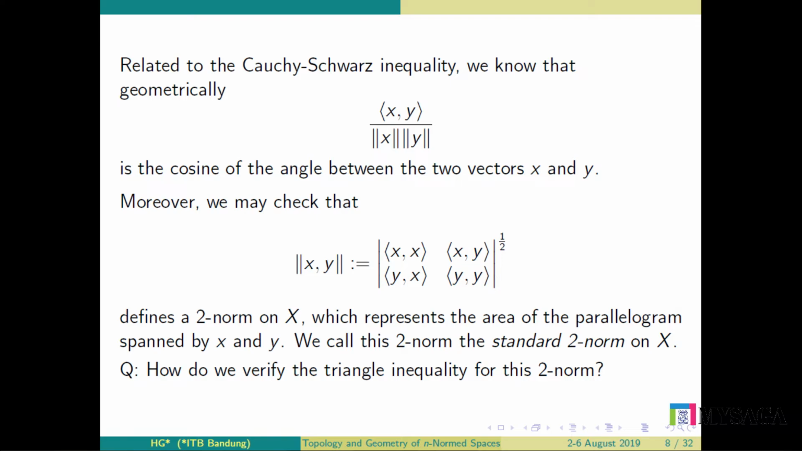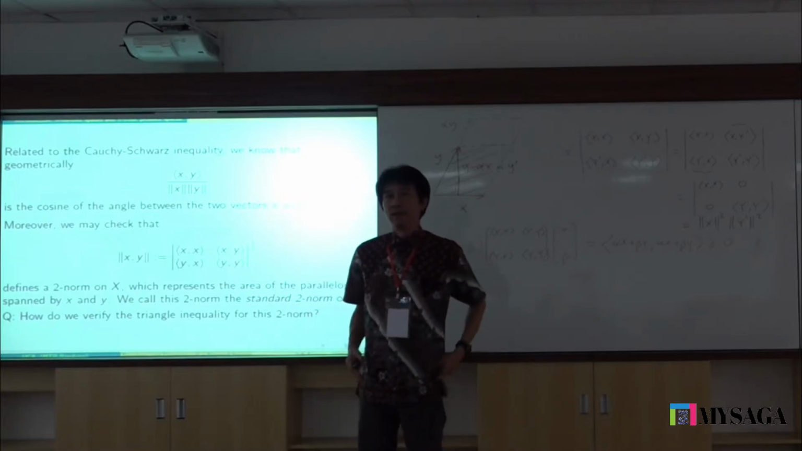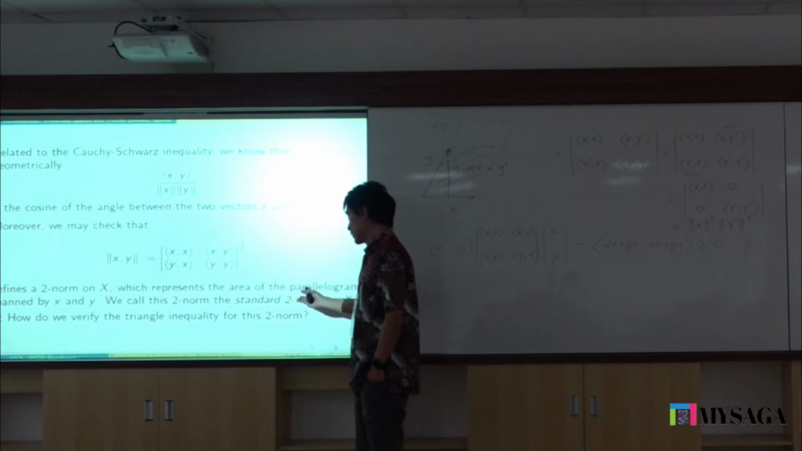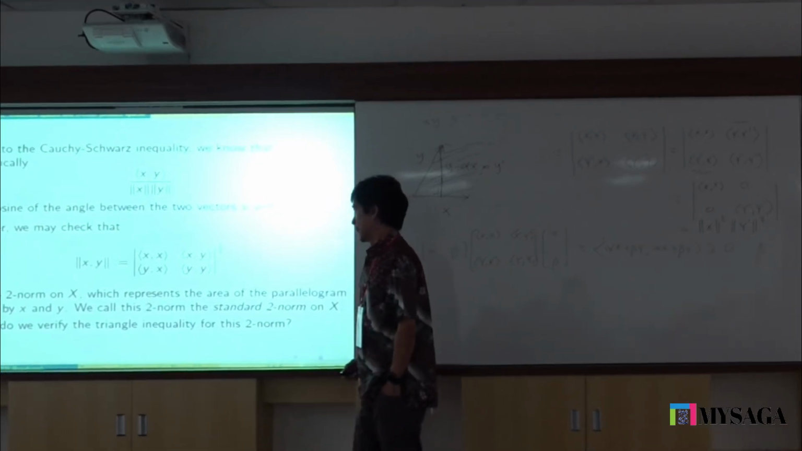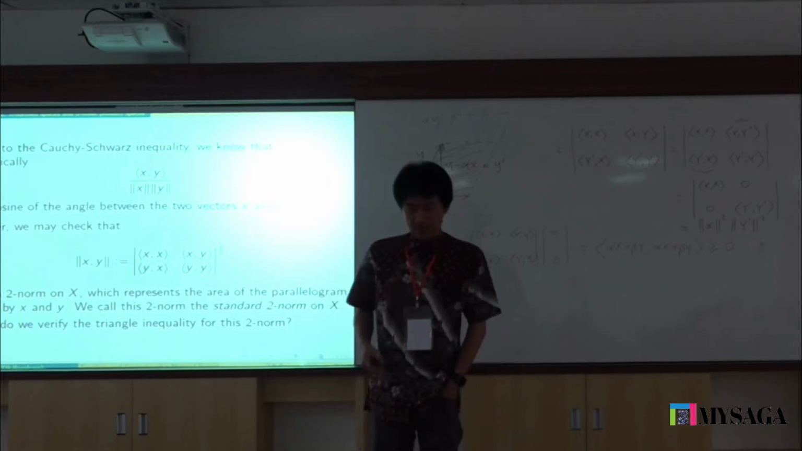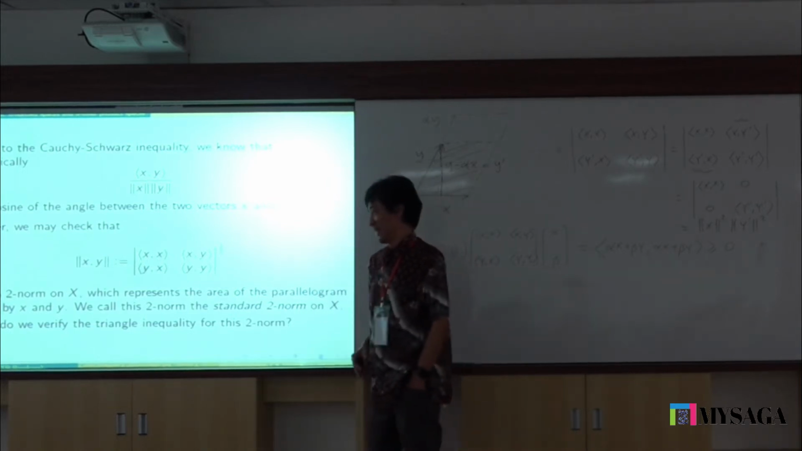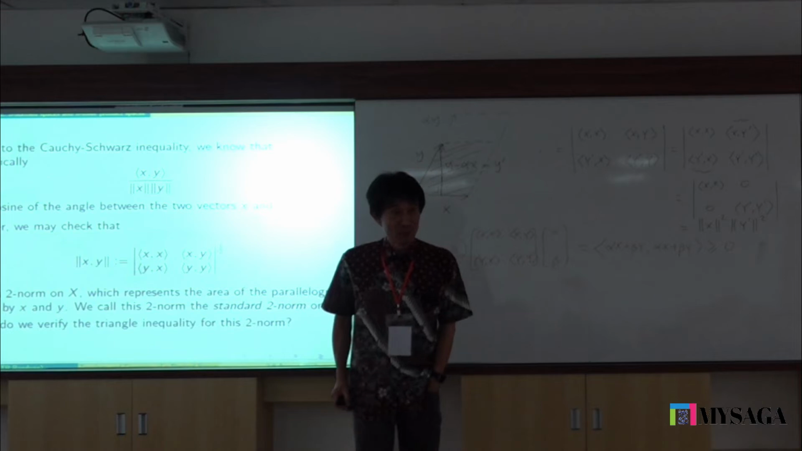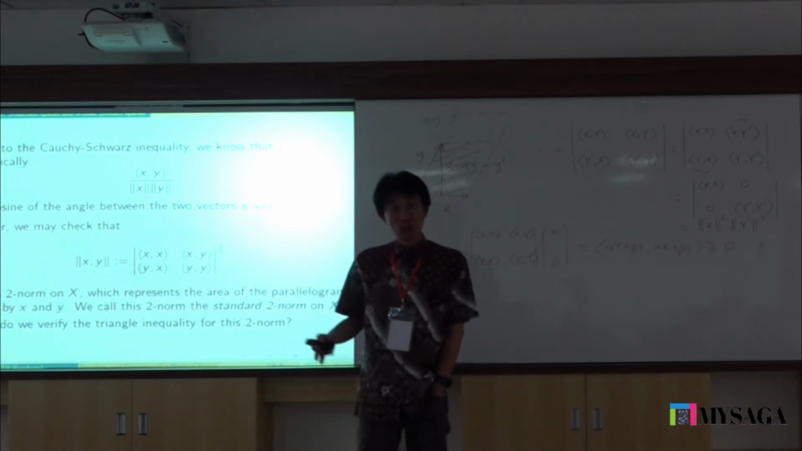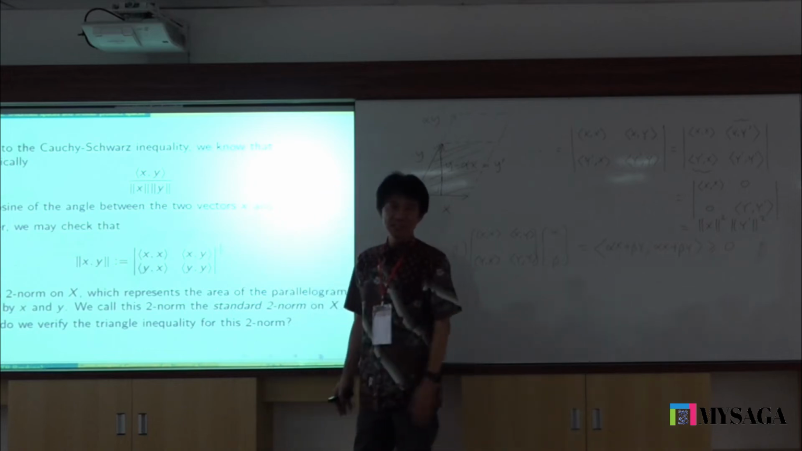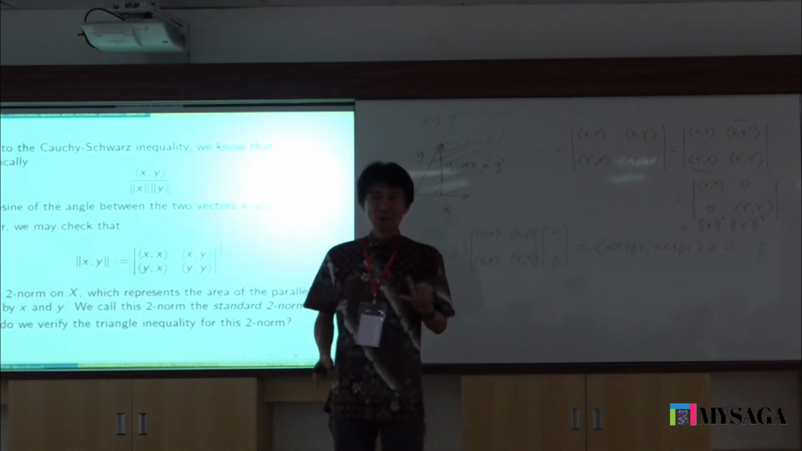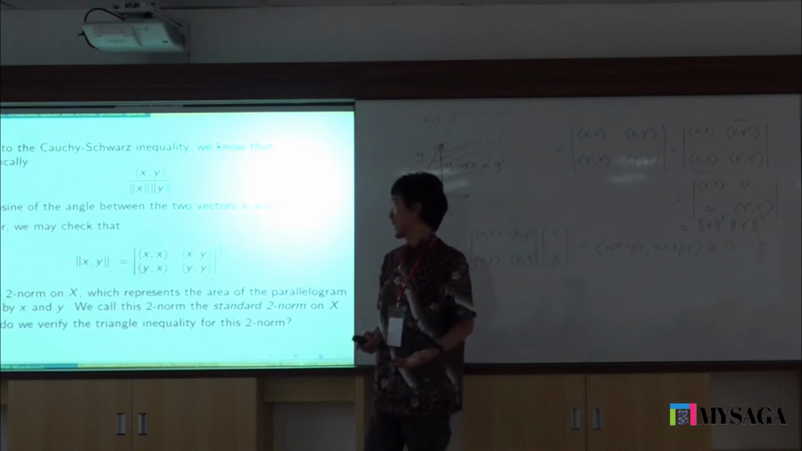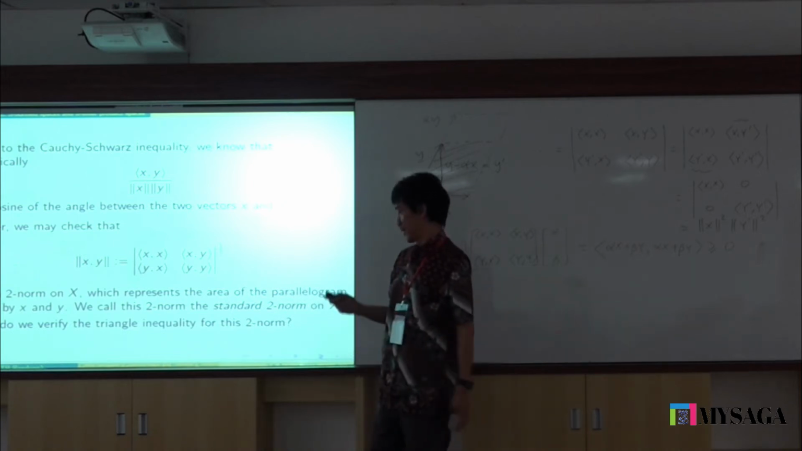And as the area of the parallelogram of x and y, you can check the four properties easily, of course. We call this two norm the standard two norm on x, but then I didn't tell you the truth to check all the properties easily. Actually, the fourth property is always the most difficult one, right? Even for the norm. So now we claim that this is a two norm. The first property is easy, second property is easy, the third property is easy, but then the triangle inequality. How do we prove the triangle inequality? Okay, how do we verify the triangle inequality?